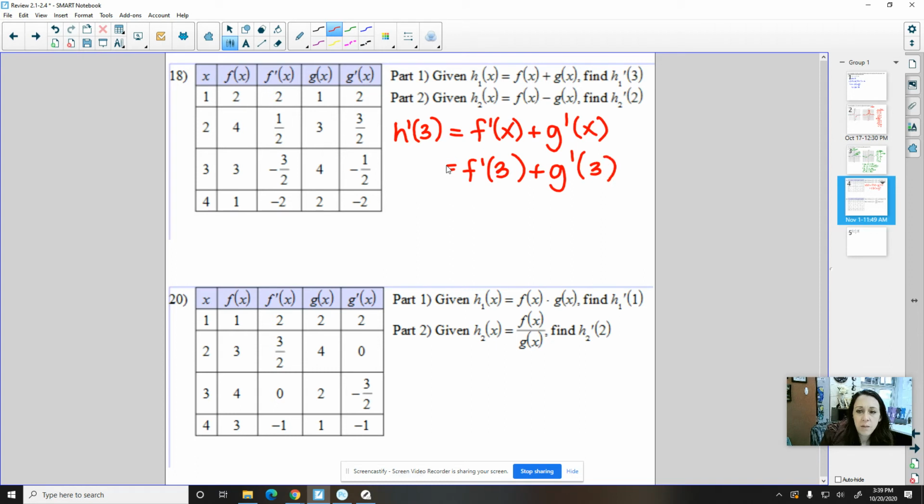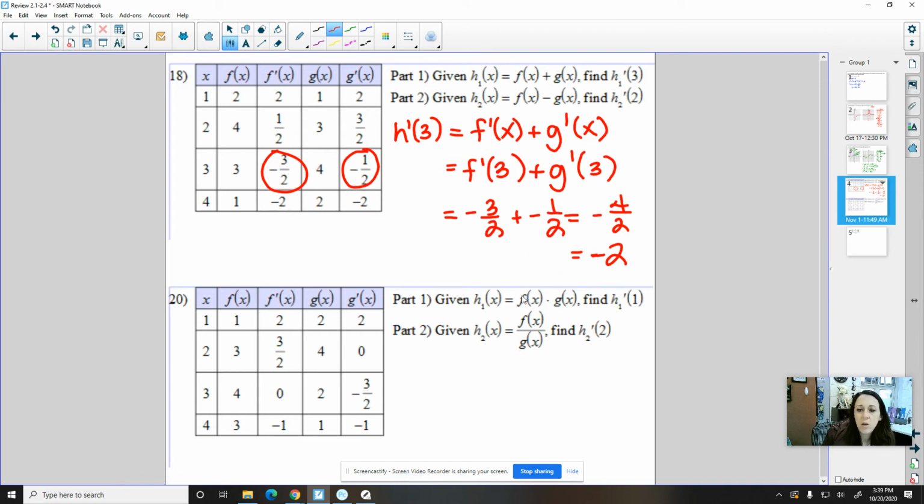And then you're going to go to your table and find these values. So f prime of 3 is -3/2. And then g prime of 3 is -1/2. So I have -3/2 plus -1/2 would be equal to -4/2, which is -2.